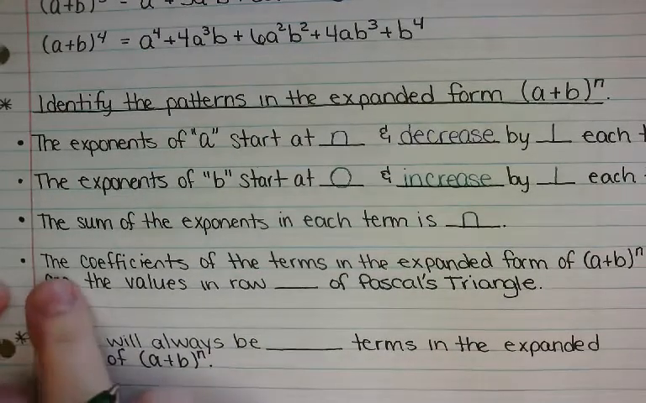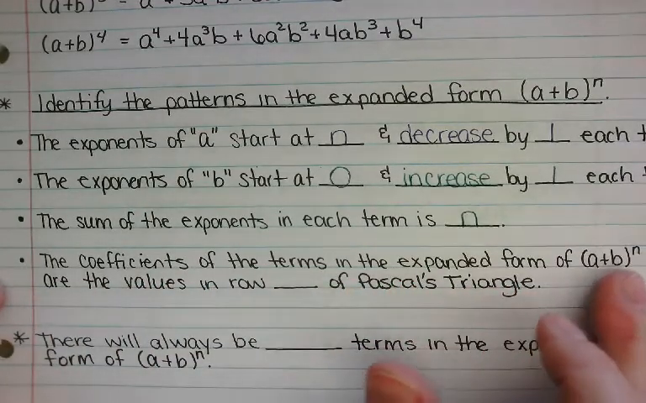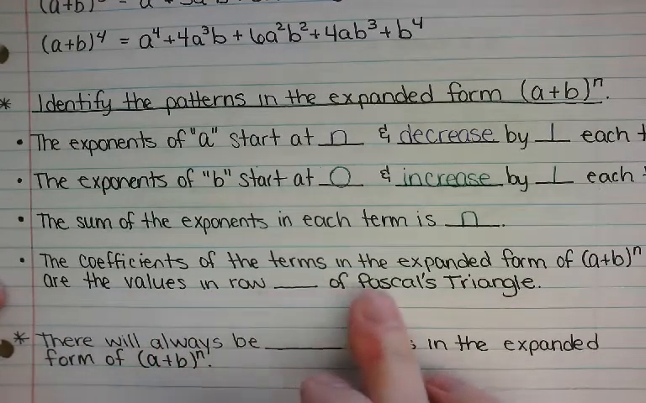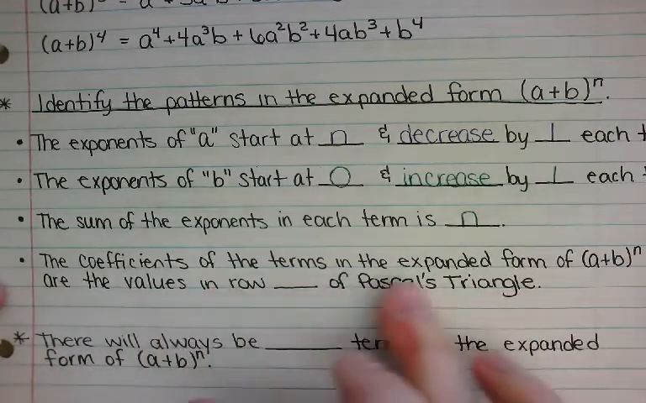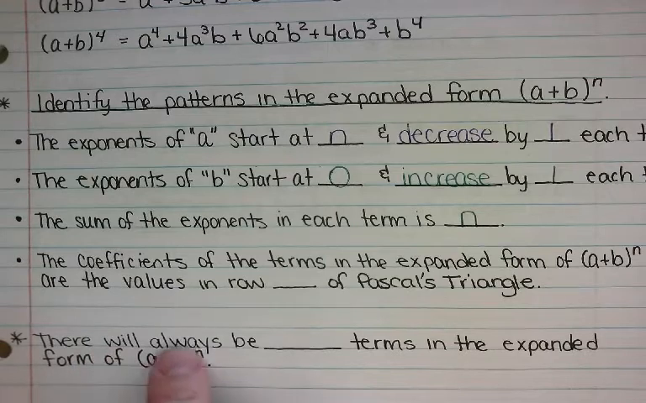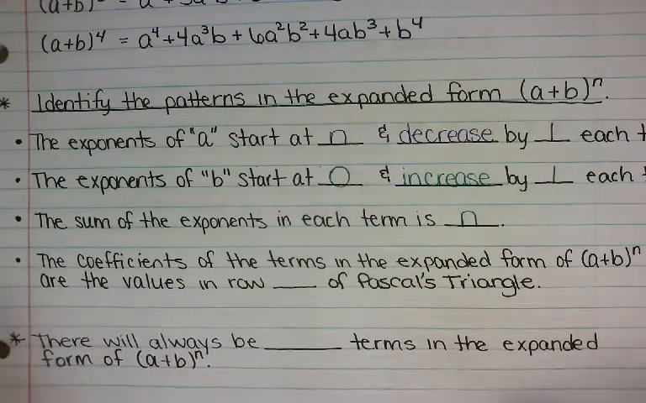Okay, so then it says the coefficients of the terms in the expanded form of (a + b) to the n are the values in row what of Pascal's triangle. So we'll come back to this. Okay. And then this question says there will always be what terms in the expanded form of (a + b) to the n.